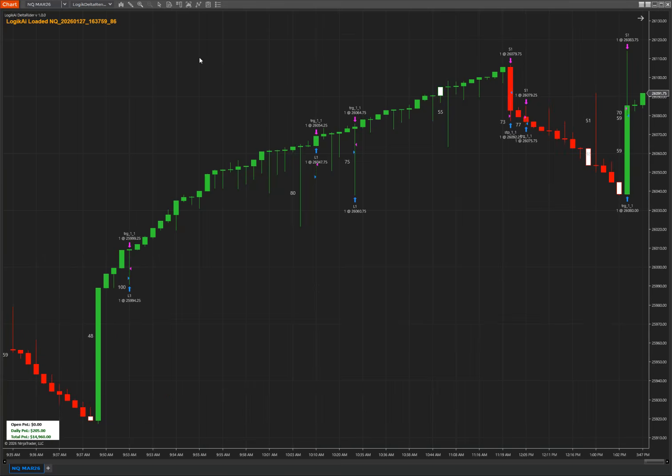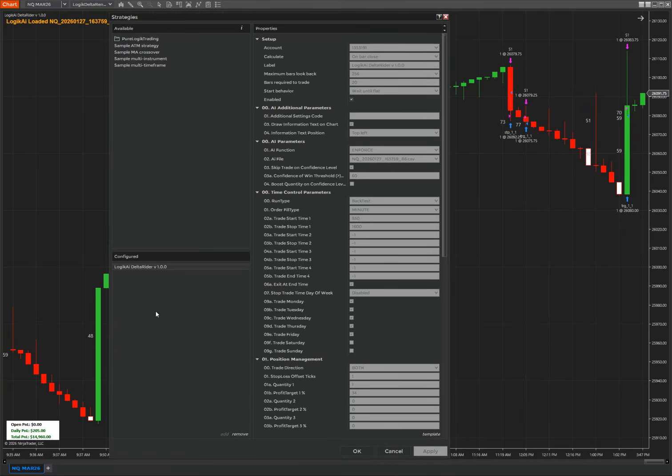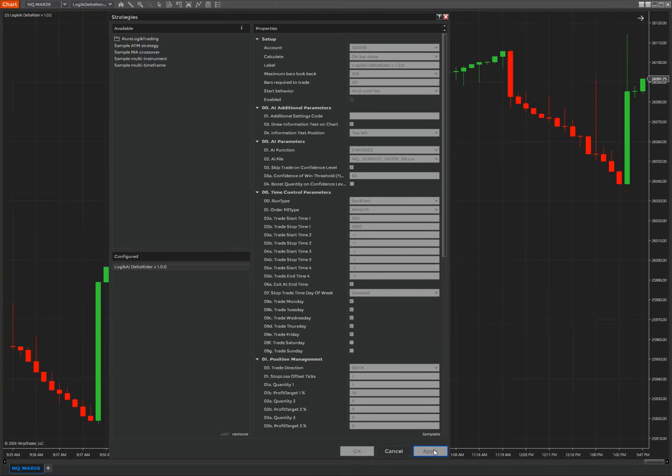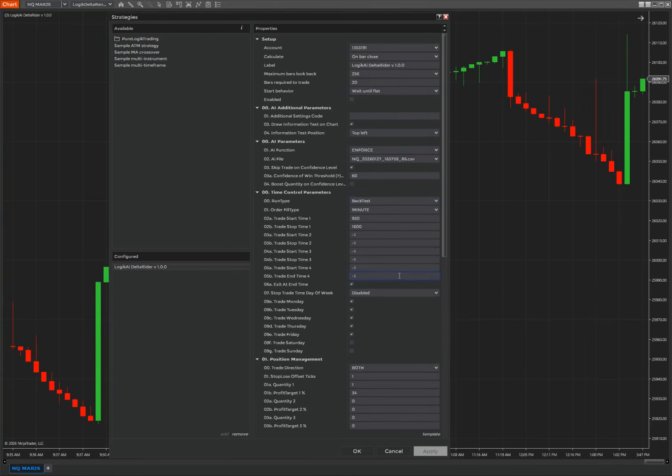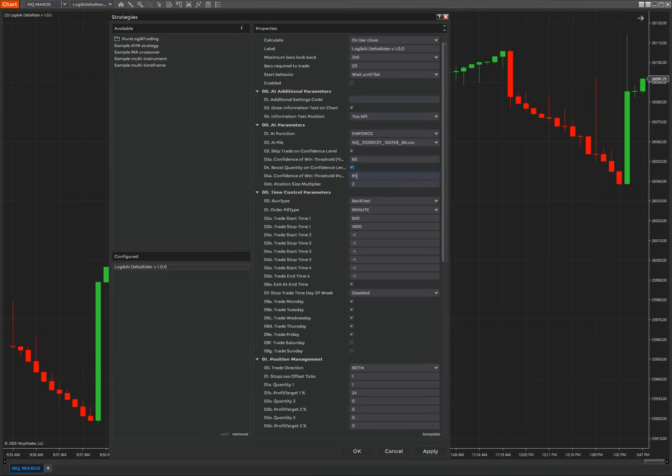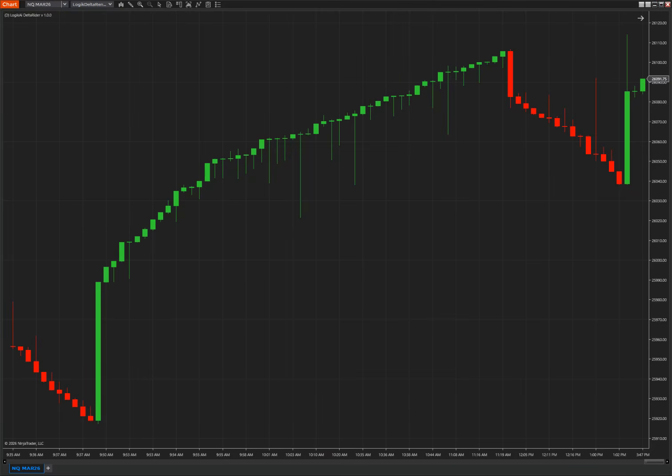Okay, the next thing that we can do with this is we can utilize this probability that the trade is going to be a winner in order to increase our position size. So if the confidence that it's going to be a winner is 85% or higher, let's take 2 contracts instead of 1. And we'll do the exact same test. But now we're going to boost the quantity based on high probability trades.